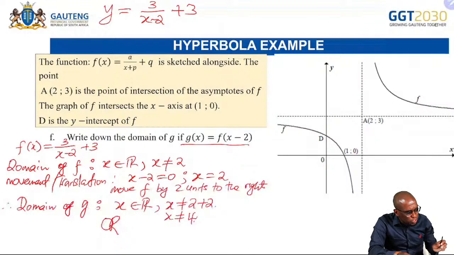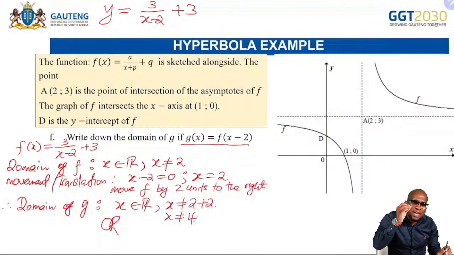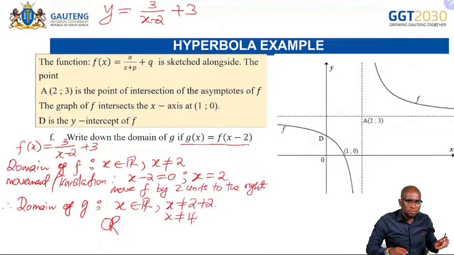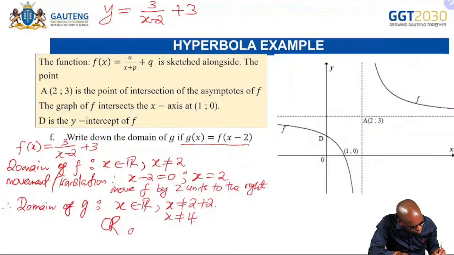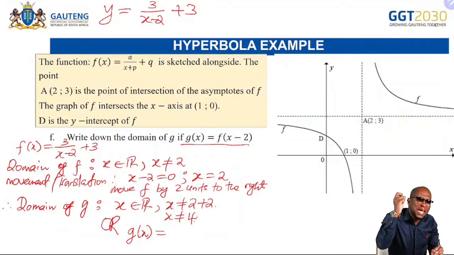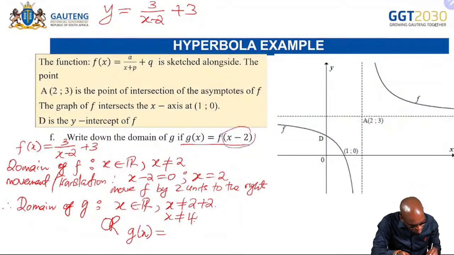what we can do here is find the equation of G, then get the domain from that equation. Now let's look at how to find G. G of x is equal to, they said it's f of x minus 2, which means that where I see x on the graph of f, I'm going to put x minus 2, because you see that now x is replaced by x minus 2.